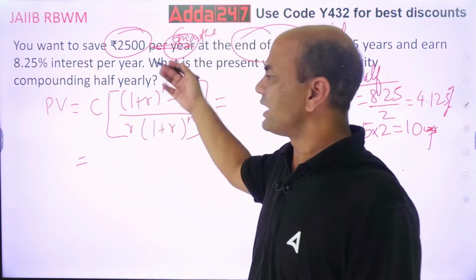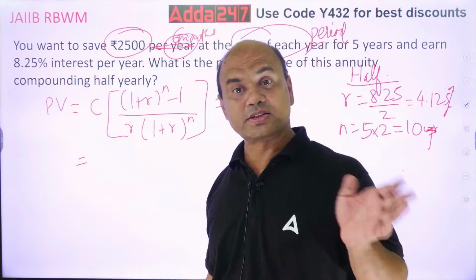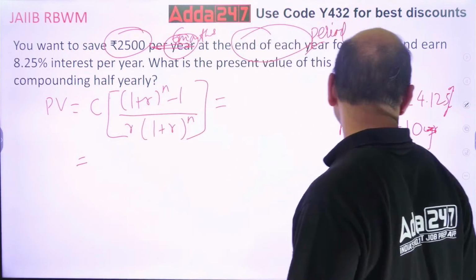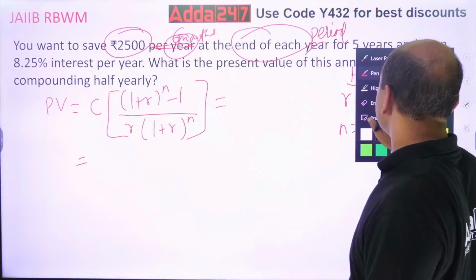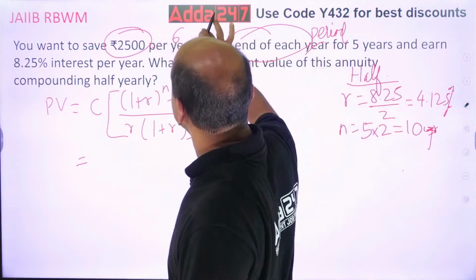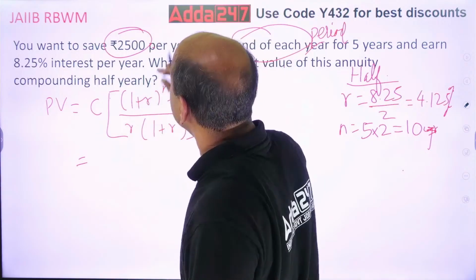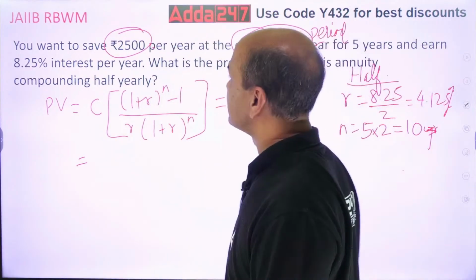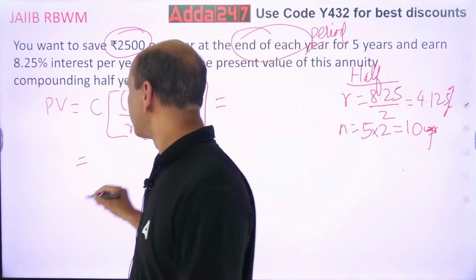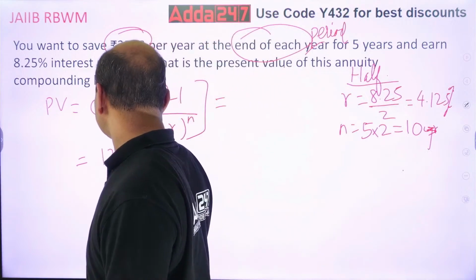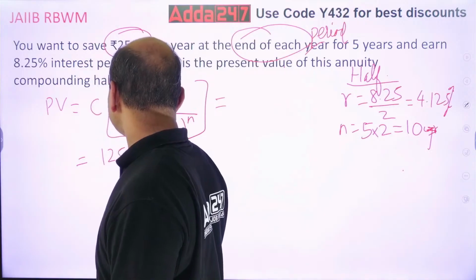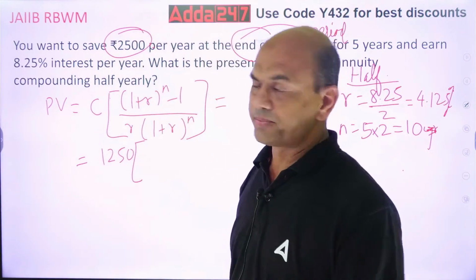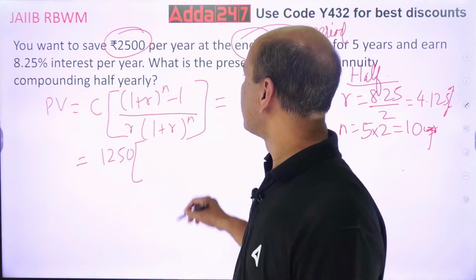So directly take 2500. If it is given per year, like this, or let's take whatever the question is, okay? So if it is given per year, in this case, what will you do now? In this case, you will divide this by half. So 1250. Every 6 months I am investing 1250. Per year I have to invest 2500.